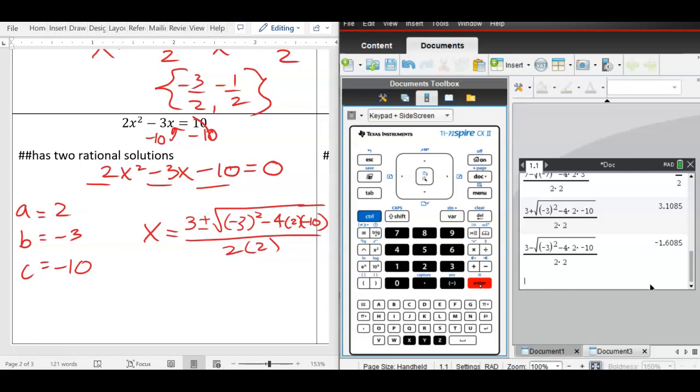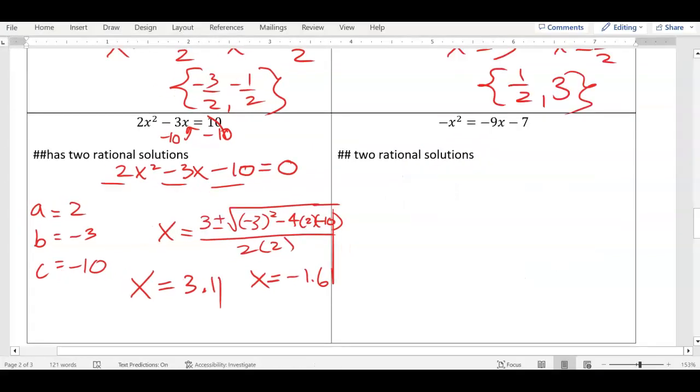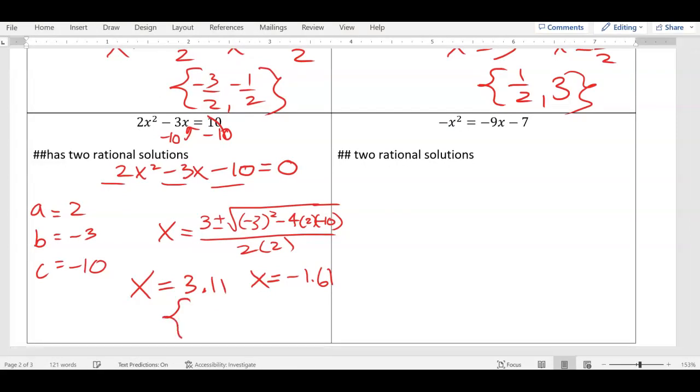All right. So my answer is 3.11. And then the other one is x equals negative 1.61. You can, again, put it in brackets with the smallest one first. And again, I have to round. That's why I'm getting these numbers, okay?